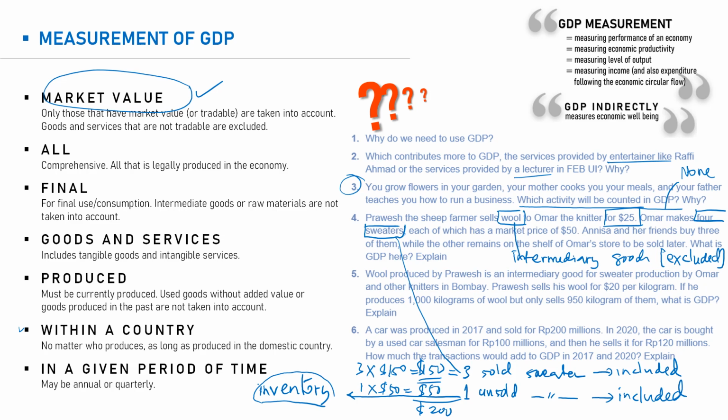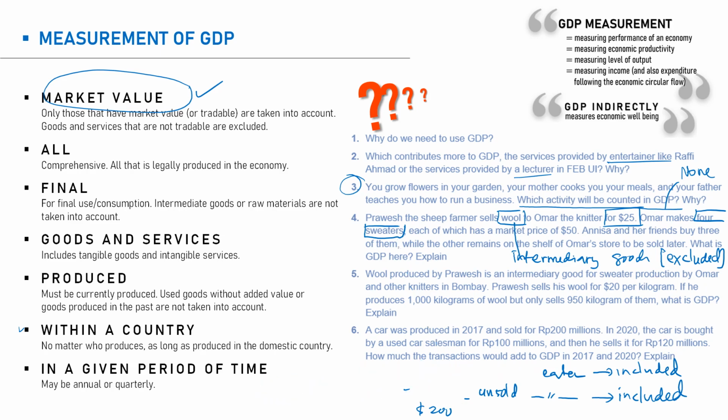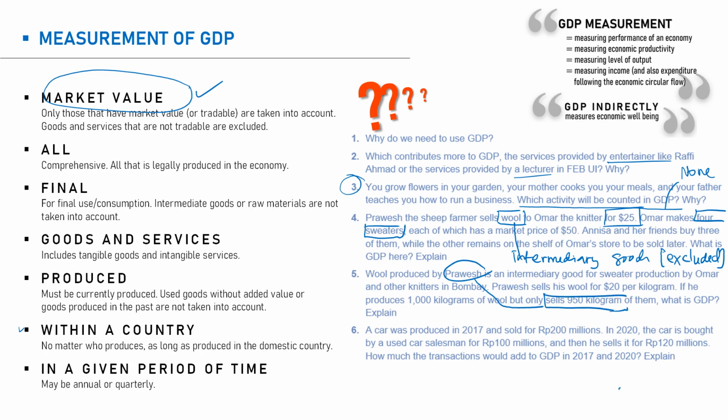Okay, and then for number 5, it's also quite similar, but look at the situation right now. It is stated clearly that the wool again is the intermediary good for sweater production, and as we can observe here, Prowess successfully sells 950 kilograms of the wool.